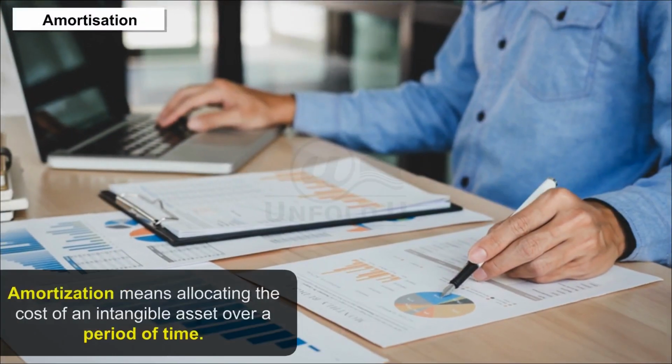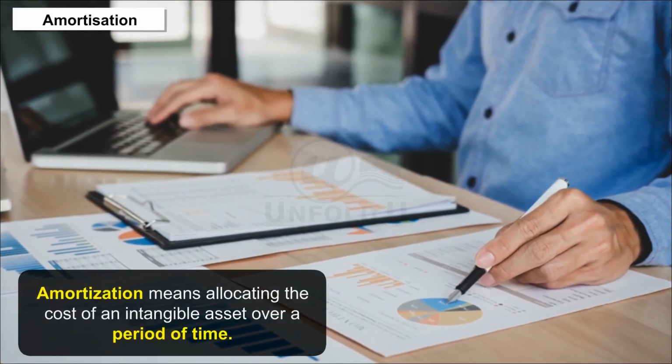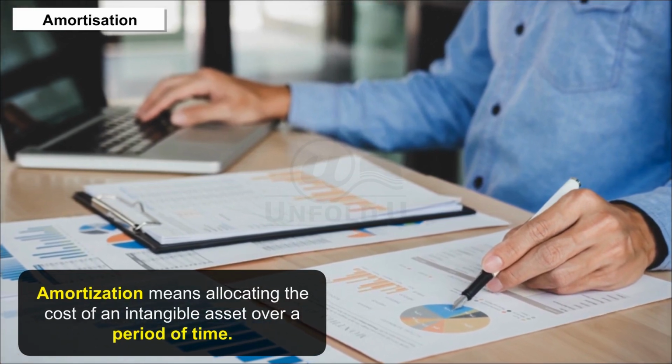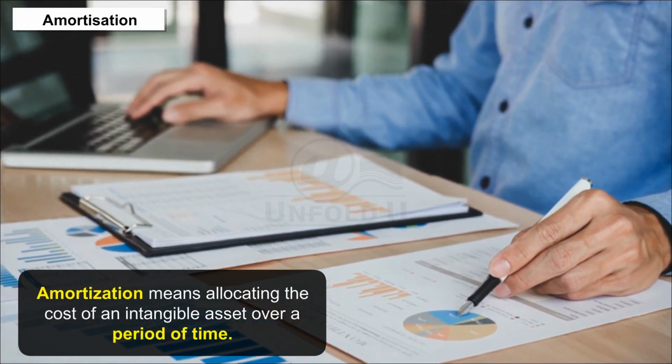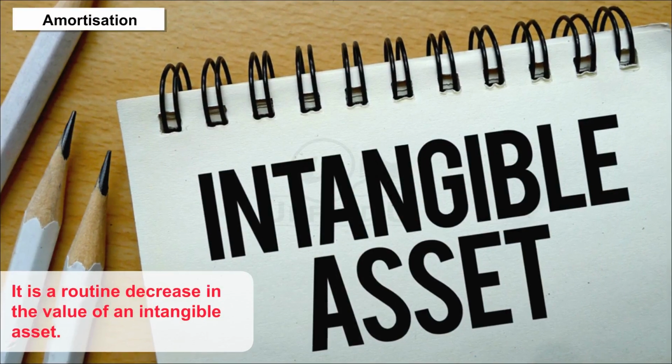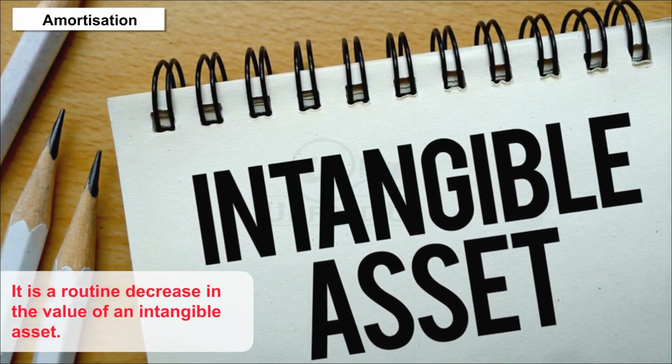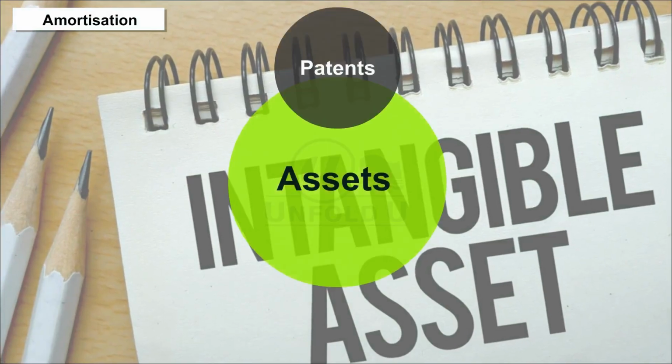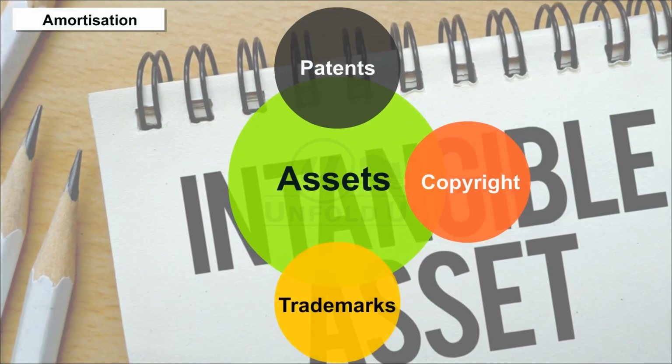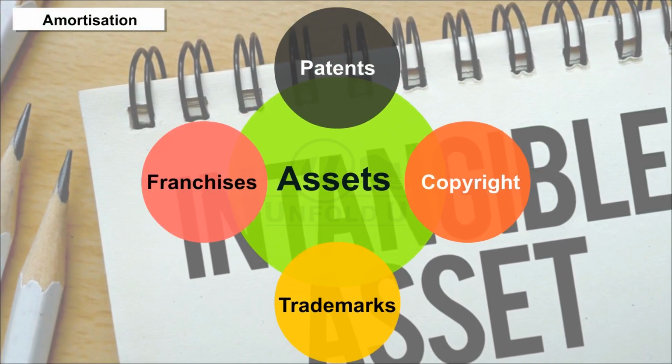Amortization. Amortization means allocating the cost of an intangible asset over a period of time. It is a routine decrease in the value of an intangible asset. Assets like patents, copyright, trademarks, franchises, etc.